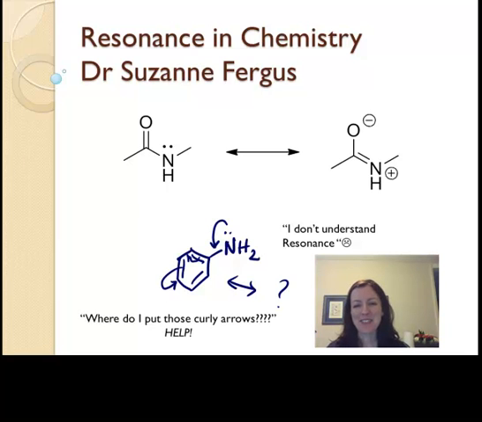Resonance in chemistry. Many of my students find the topic of resonance difficult. They get frustrated with it because they end up guessing some of the time when they're drawing structures and where to put the curly arrows, where to move the electrons, so it can feel like they're guessing. And resonance is a topic that's really important.